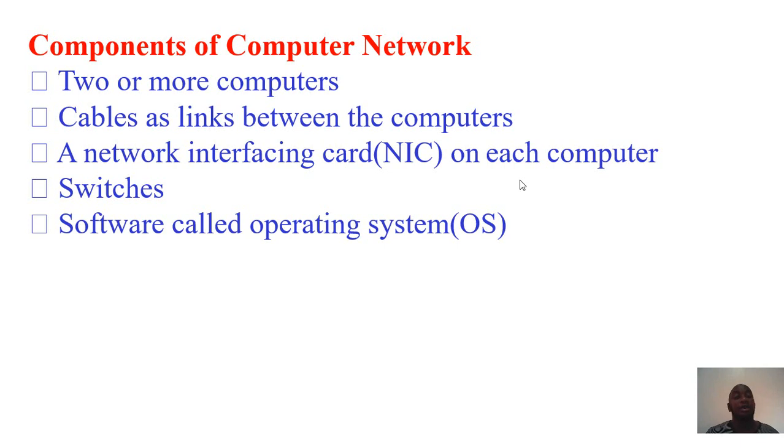These are more like the physical drivers of the computer. The other thing is switches. These are used to connect different types of a network. And also we have software called operating system. An example, I'm not trying to be biased, we have the Windows Server that is used for that. But these are the components of a network. So in case you're asked about the components of a network, you can highlight these and many more. So let's move on.